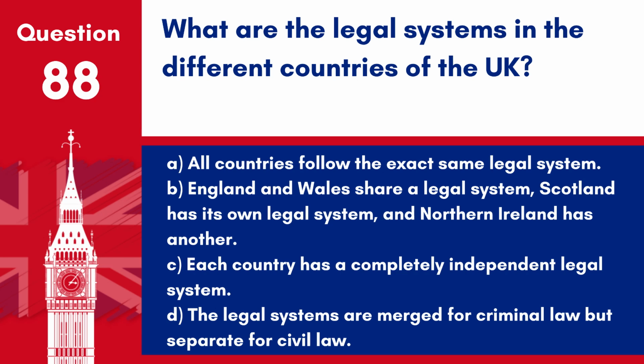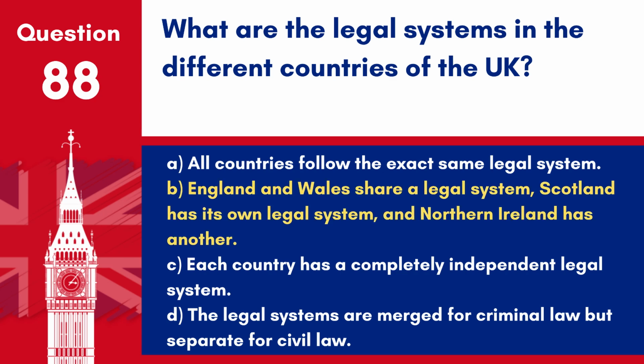Question 88. What are the legal systems in the different countries of the UK? A. All countries follow the exact same legal system. B. England and Wales share a legal system. Scotland has its own legal system, and Northern Ireland has another. C. Each country has a completely independent legal system. D. The legal systems are merged for criminal law but separate for civil law.